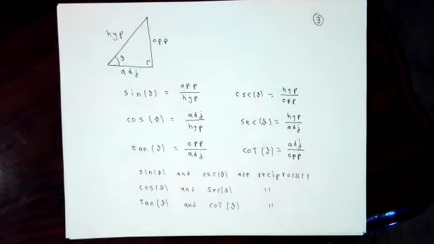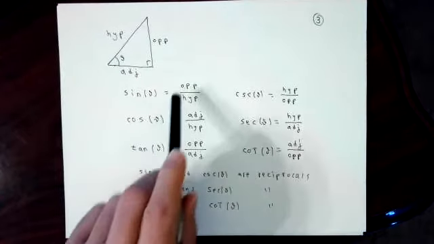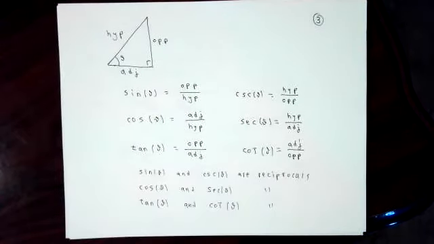And what we're going to do is define the sine of theta to be opposite over hypotenuse. Cosine of theta will be adjacent over hypotenuse. Tangent of theta is going to be opposite over adjacent. And these other three functions are going to be reciprocals.